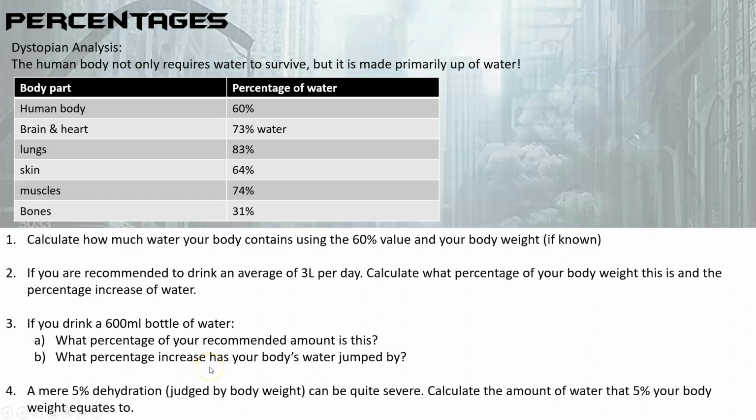Lastly, a mere 5% dehydration, which is judged by your body weight itself when you weigh yourself, can actually be very severe. Calculate the amount of water that 5% of your body actually equates to, so that you know how much water you would actually need to lose to be at a 5% dehydration rate. This concludes the lesson module on percentages and converting percentages. Good luck surviving out there in the wasteland.